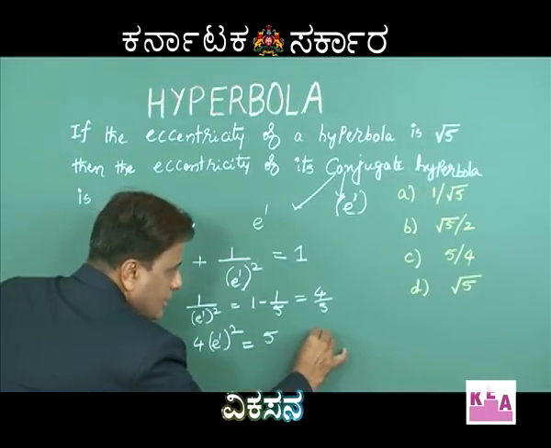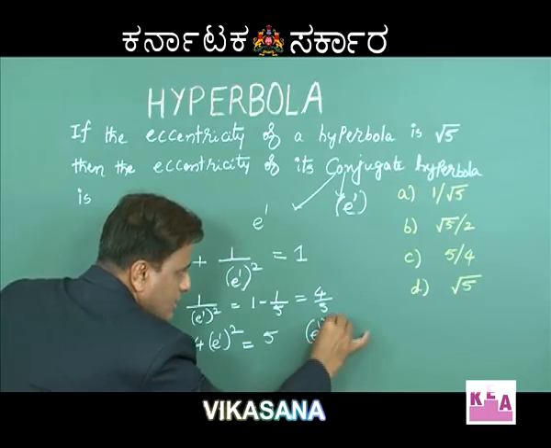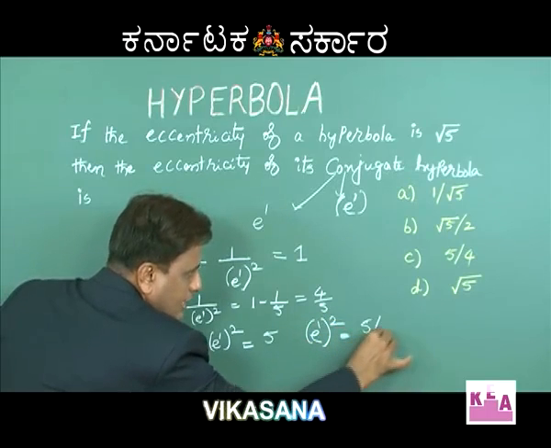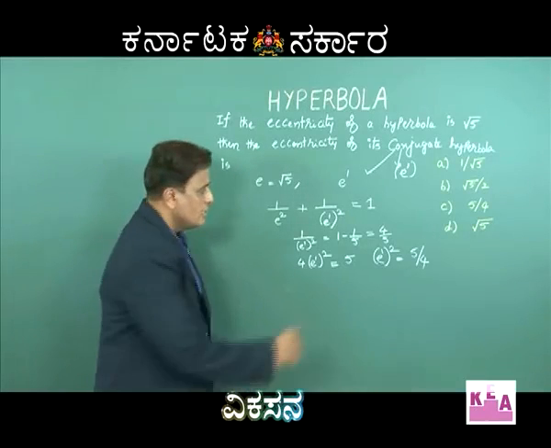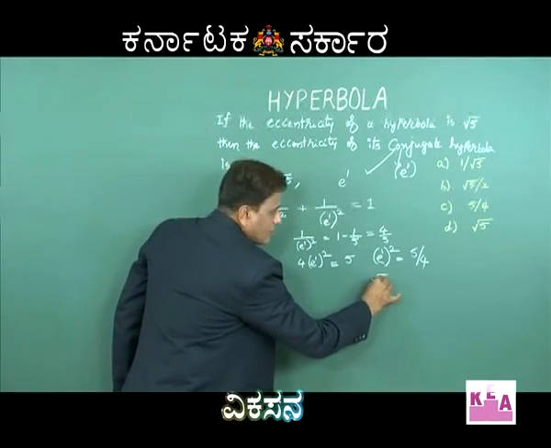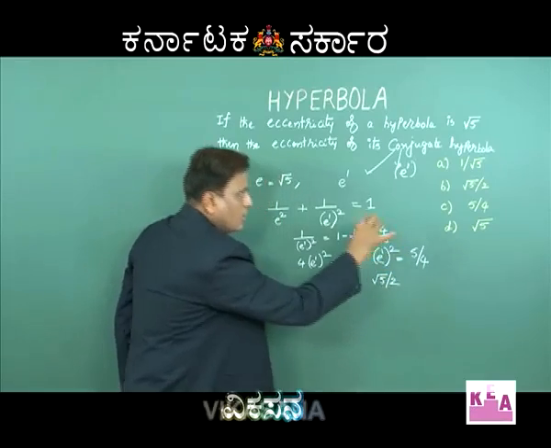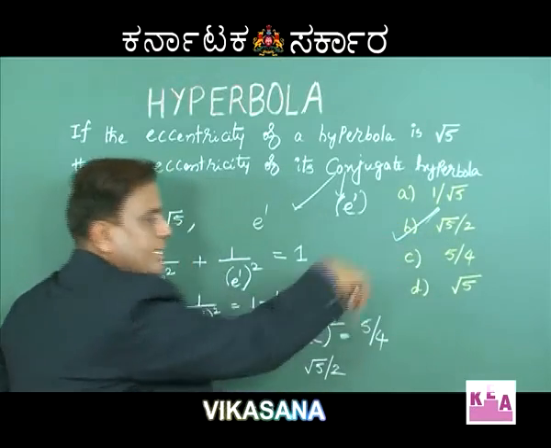Then see that e dash square is equal to 5 by 4. Then e dash will be root 5 by 2. The right option is B. B is the right option.